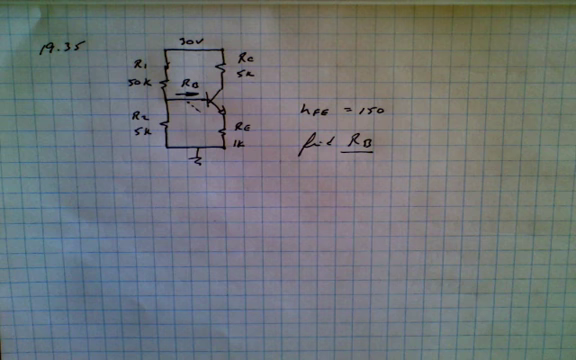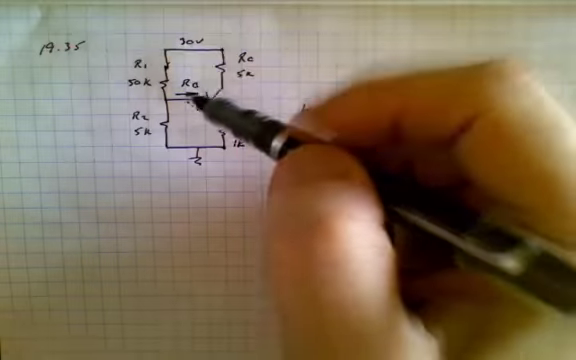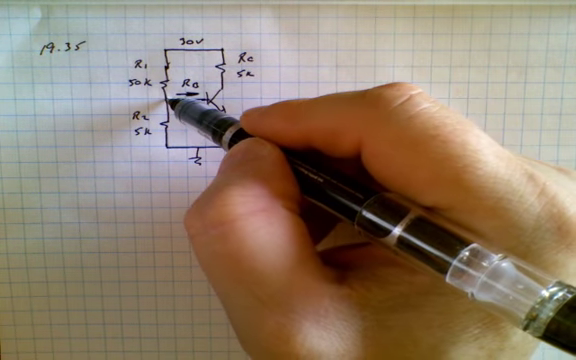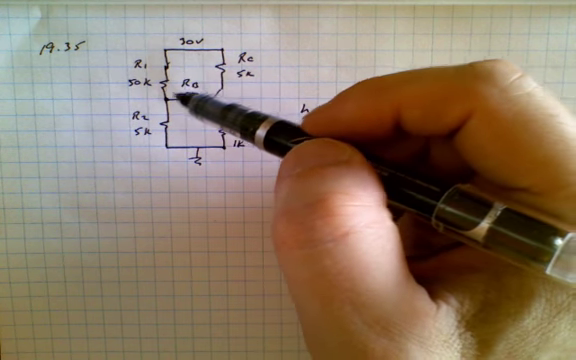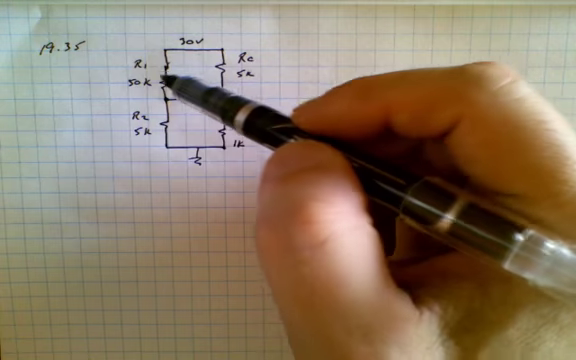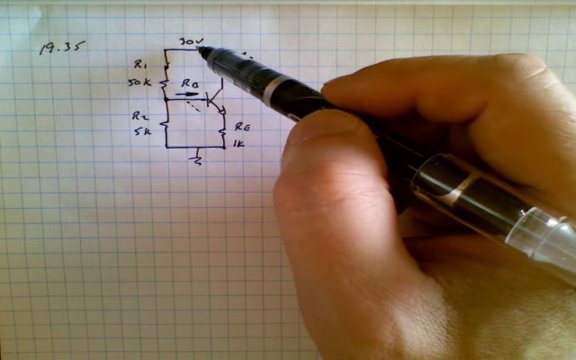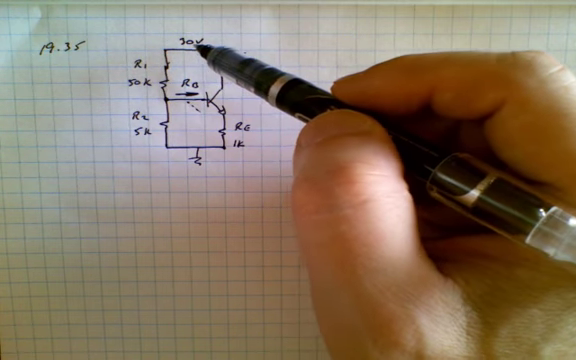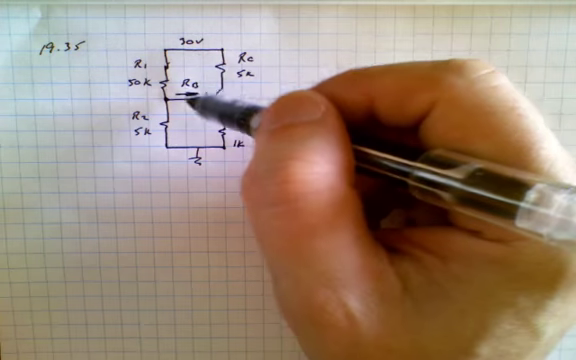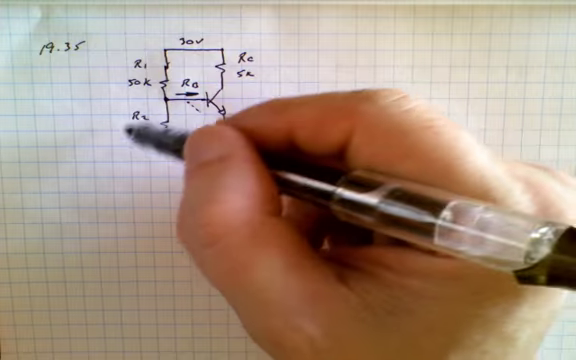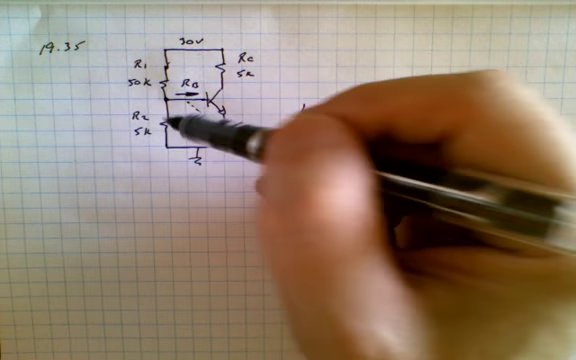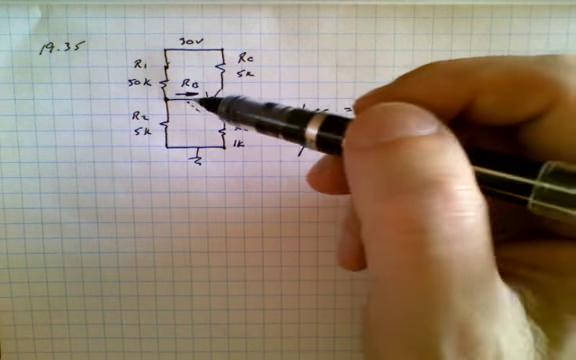Now, why is this value important? Well, remember we said that this point over here, the voltage in the voltage divider, can be easily calculated as R2 over R1 plus R2 times 30 volts. And that is true if the impedance RB is very high. If it is at least 10 times greater than R2, then we can essentially ignore it.